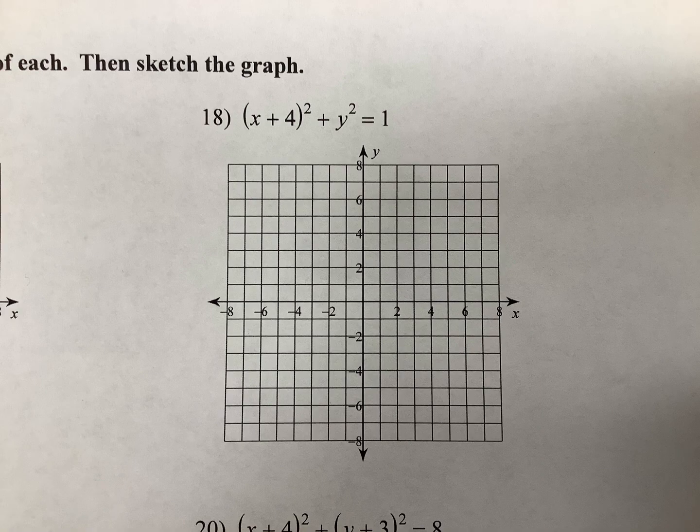Okay, number 18. The center is -4, 0. The radius is 1. Let's graph it. -4, 0 is right here. Make sure you're graphing in the right spot. Your radius is 1, so left and right 1, and up and down 1. So a really tiny circle.